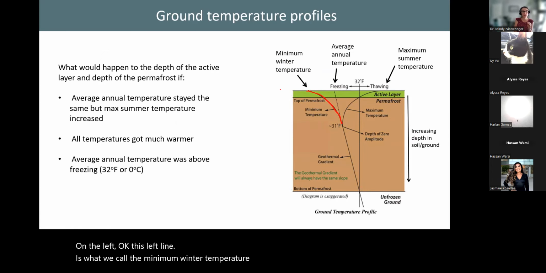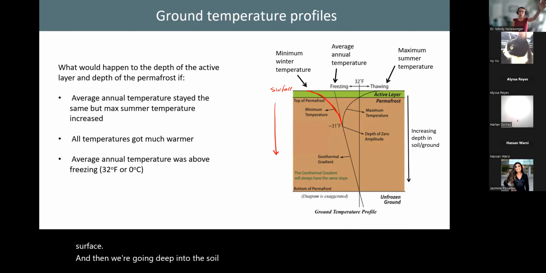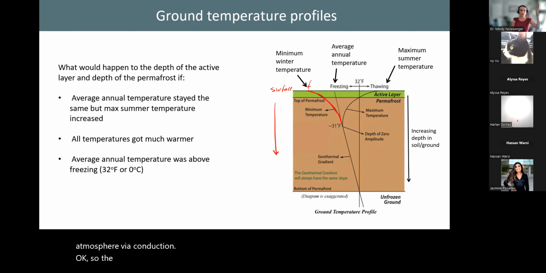Okay, so we have depth here. So this is the surface. And then we're going deep into the soil. So in the winter, the temperature gets really cold. And that temperature is coldest near the surface, where Earth is losing heat to the atmosphere via conduction. Okay, so the coldest temperature will be near the surface.